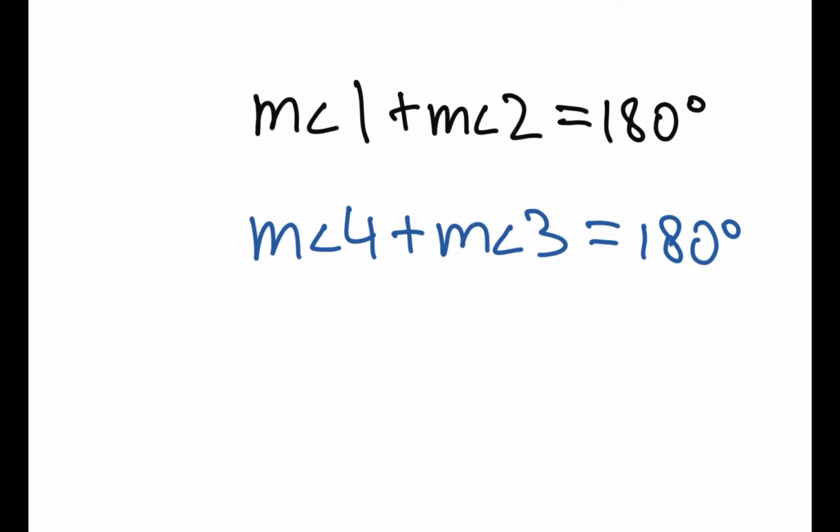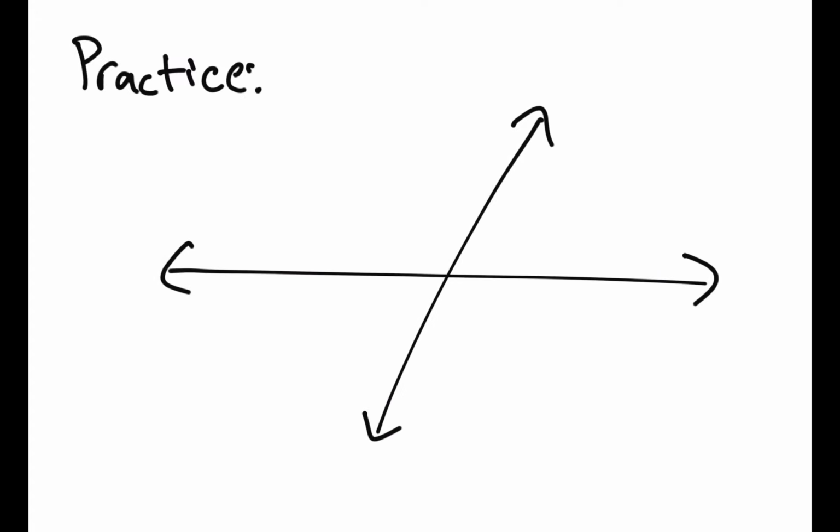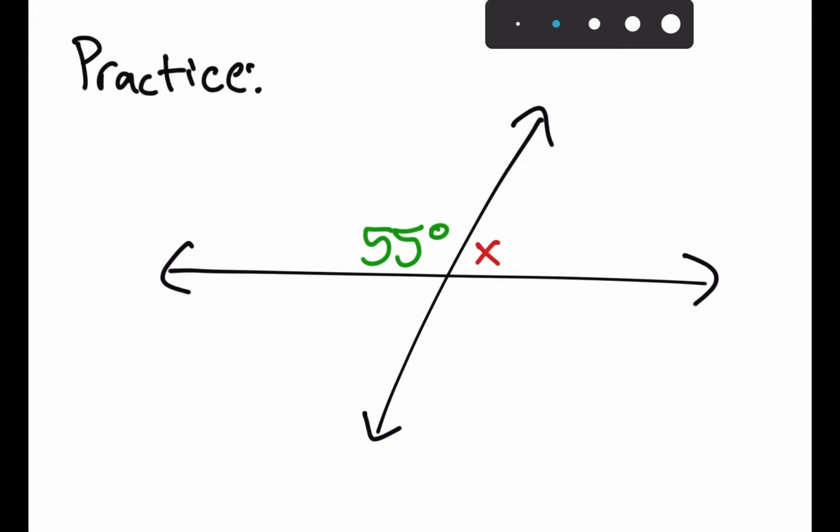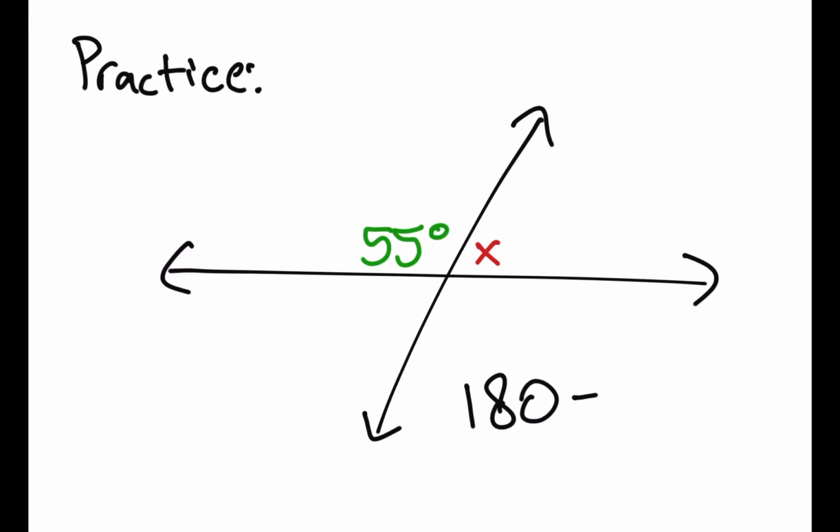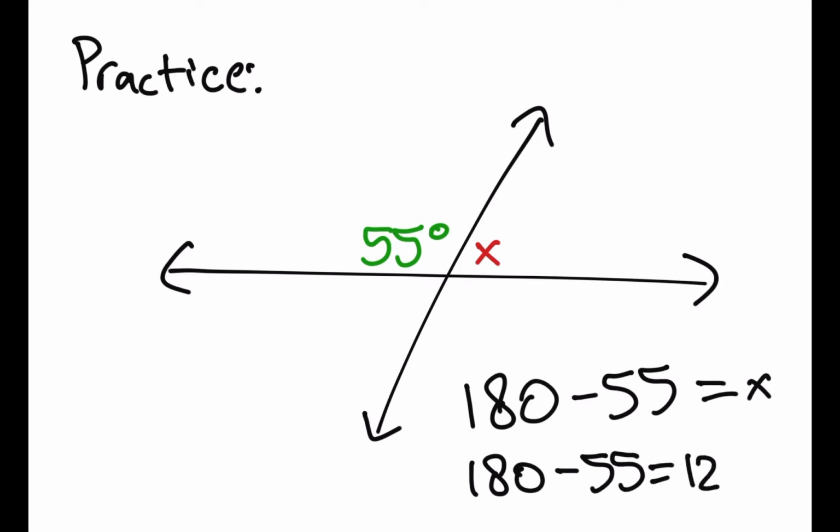This is a pretty simple theorem, so let's do a couple of simple practice problems. Let's say we're given one angle measure. Let's say this is 55 degrees, and you need to find x. This is a really simple problem because all you need to do is subtract 55 from 180 to find x. 180 minus 55 is equal to 125 degrees. Therefore, x is equal to 125.